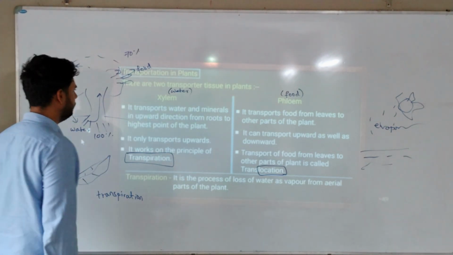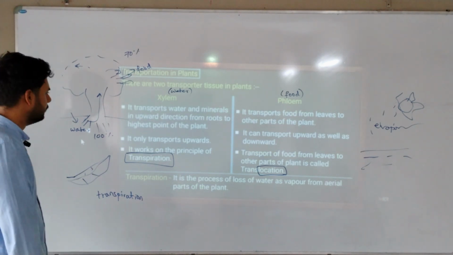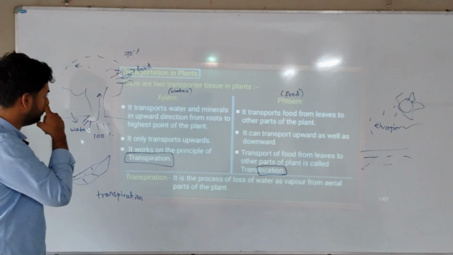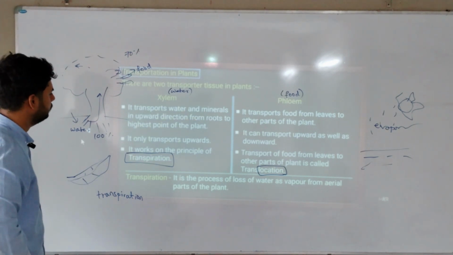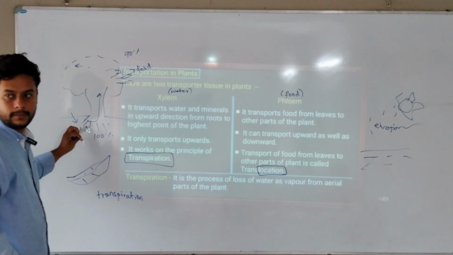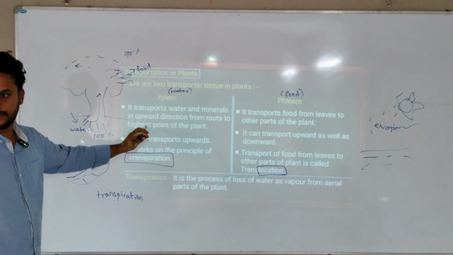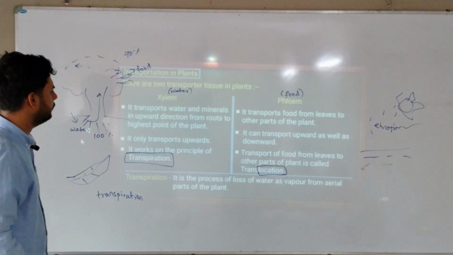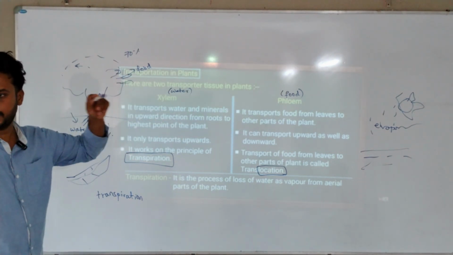Xylem, phloem. Transportation in plants. There are two transportation tissues in plants. Xylem transfers water and minerals in the upward direction from roots to the highest point of the plant. So it transports water from roots to the highest part in the upward direction. Any doubts? Next, phloem. It transfers food from leaves to other parts of the plant. So phloem means FF, remember it: phloem, food.